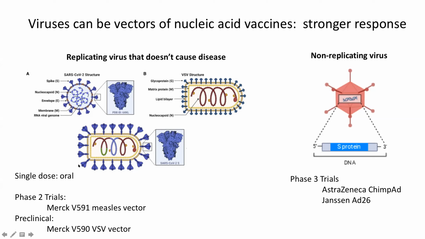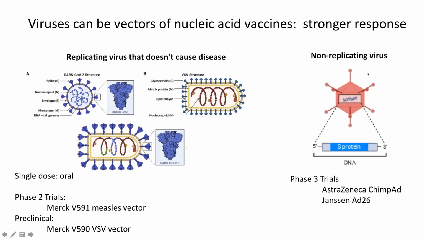And so advantages of this, just like an attenuated vaccine, it's going to amplify within the host. So it's going to be given as a single dose. And the ones in trial are given orally. And so you don't have to worry about needles or anything. So currently Merck has a phase 2 trial right now with one of these. It's in a measles vector backbone for the attenuated measles that we get vaccinated against. They also have one in preclinical trials with the same VSV backbone.